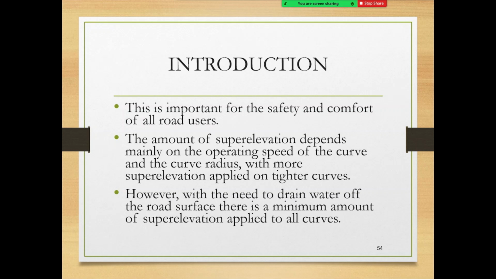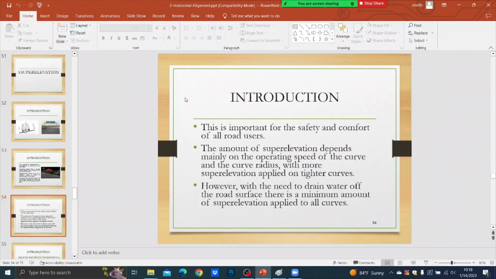The amount of superelevation depends mainly on the operating speed of the curve and the curve radius, with more superelevation applied on tighter curves, right? However, with the need to drain water off the road surface, there is a minimum amount of superelevation applied to all curves. That is not superelevation after all, that we call normal crossflow. I'll draw it and show.